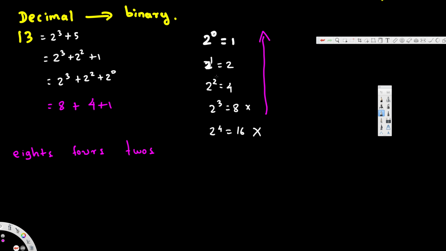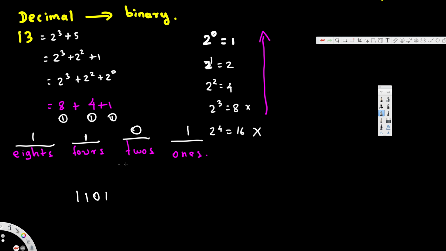So 8s are 1 and 4s are 1, and we don't have any 2, so this is 0, and we have one 1. So this is 1101, and that's going to be the conversion from decimal to binary. So in binary, 13 is going to be 1101, and that's how we convert from decimal to binary. I hope this helps. Thanks for watching.